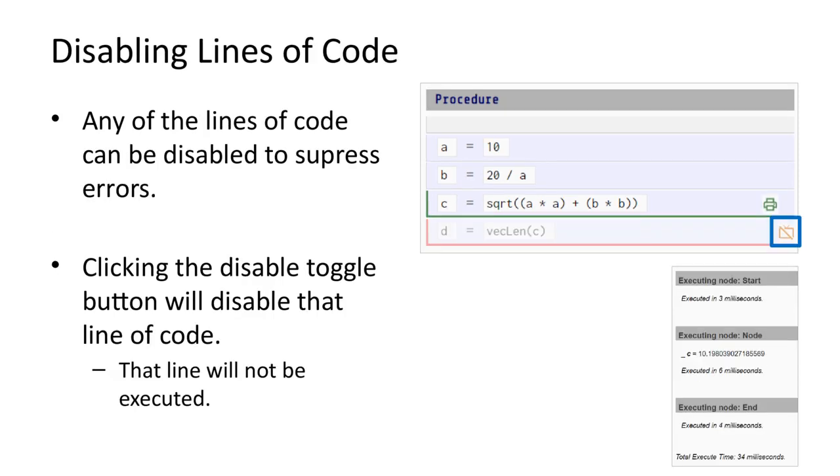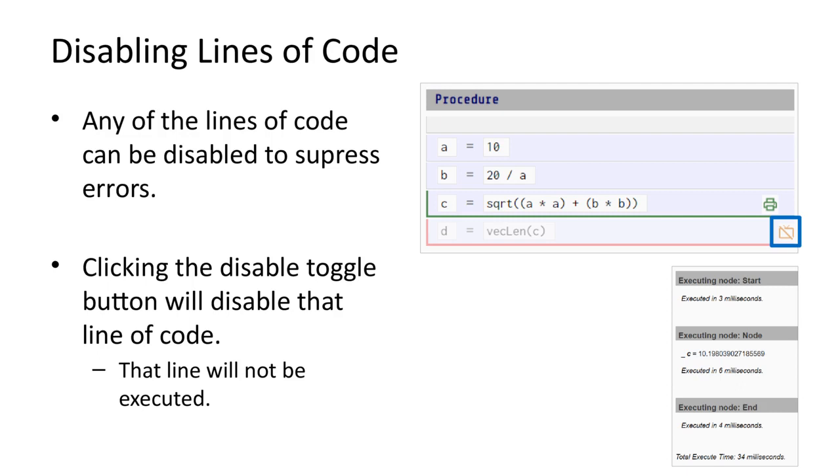In some cases, you may want to disable some lines of code while you are debugging. The right-hand button is the toggle button for disabling. Clicking this button will mean that when the code is executed, the selected line will be skipped. In the example, we can see that the last line of code has been disabled.